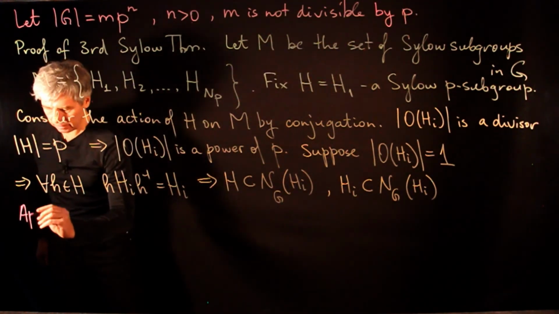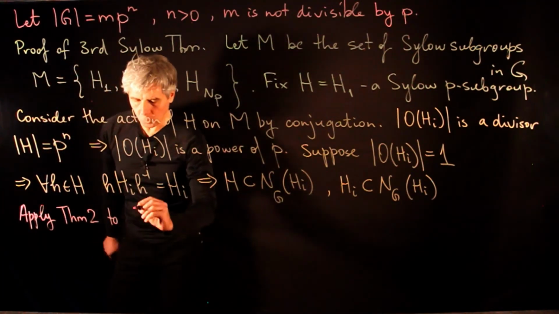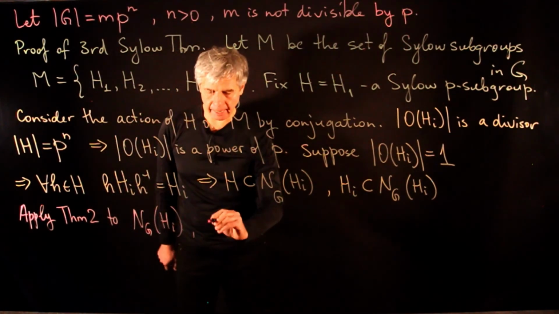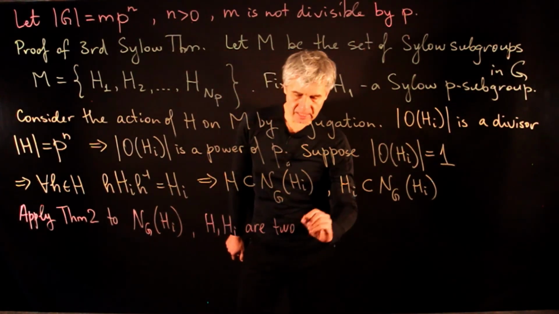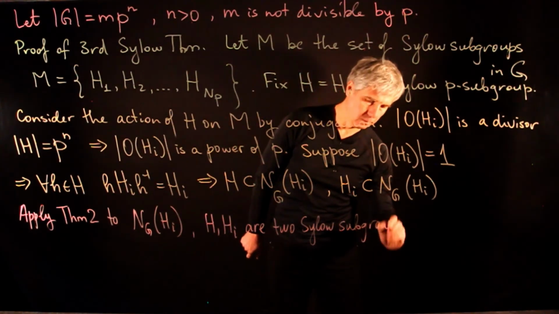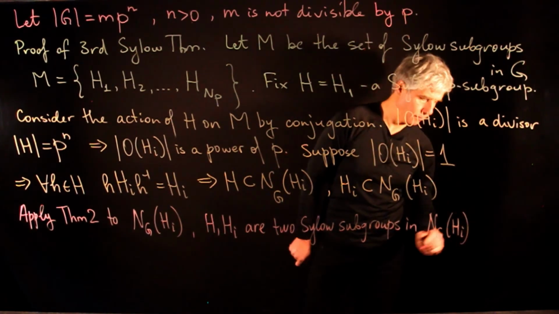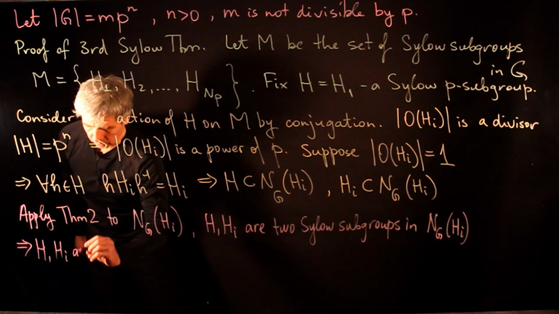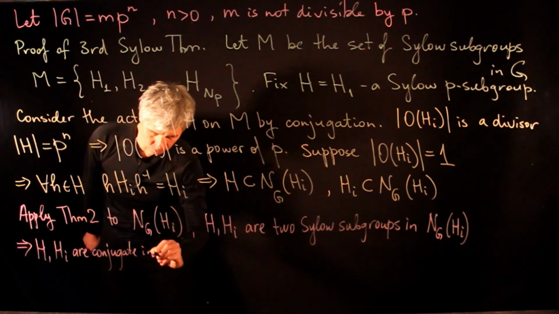Next, we apply Theorem 2 to the group NG of Hi, to the normalizer. So here we have that H and Hi are two Sylow subgroups in the normalizer, in NG of Hi. By Theorem 2, they are conjugate. So H and Hi are conjugate in this normalizer.